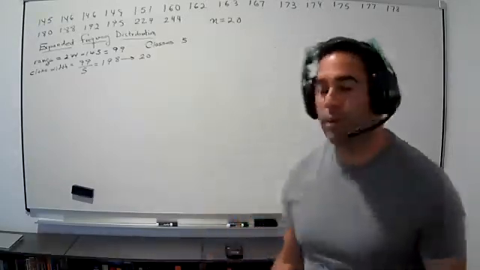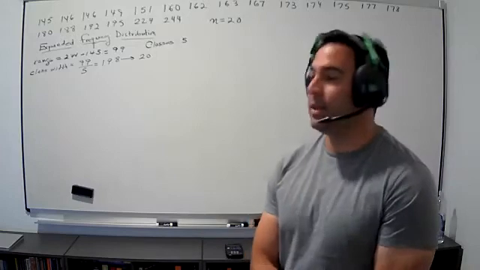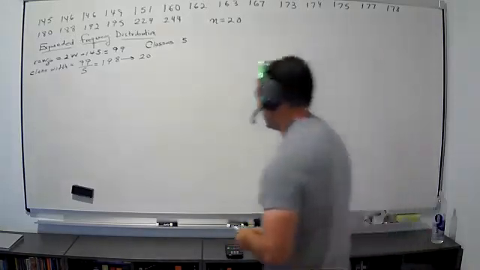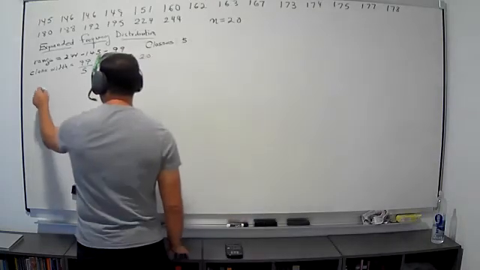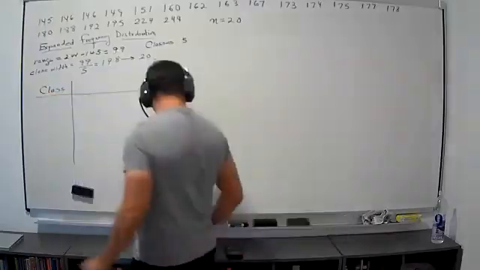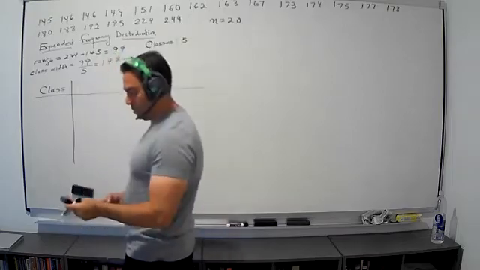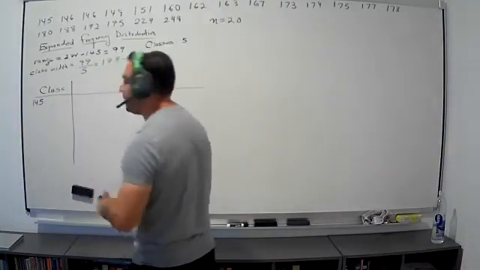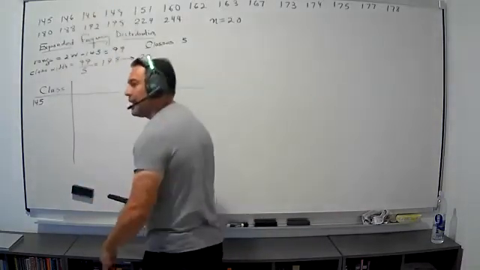Now, there's several ways of doing this, but for now we're doing it this way so we're consistent with our particular book. Okay? So here's our class. Let's do that first. What's the smallest number? 145. Here we go. This is our first lower class limit. And then we add 20 going down.